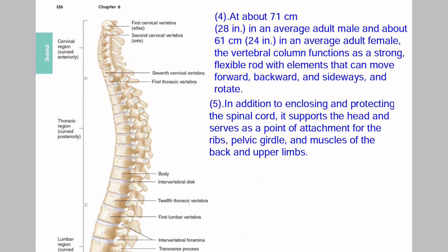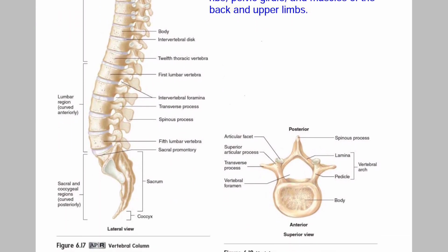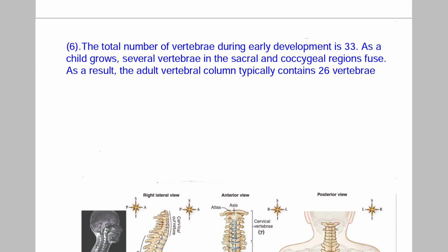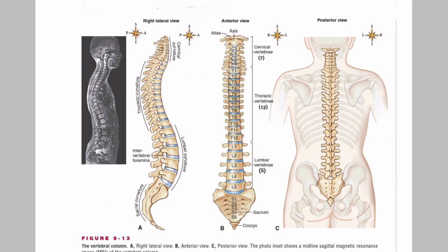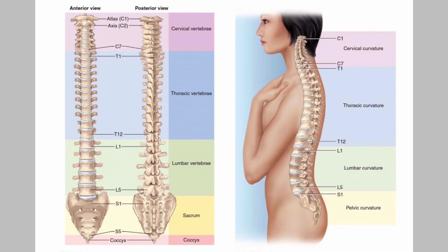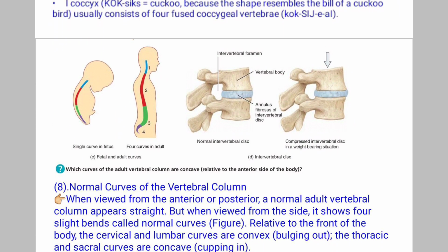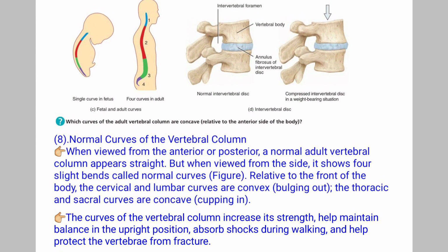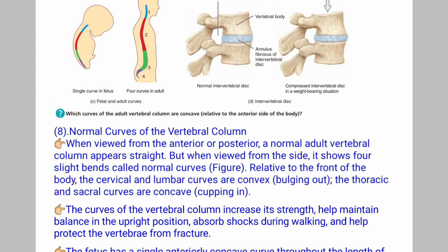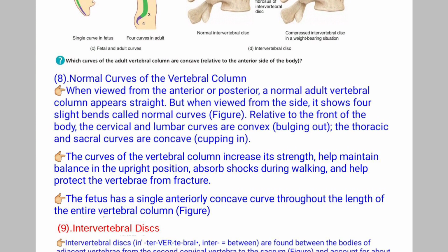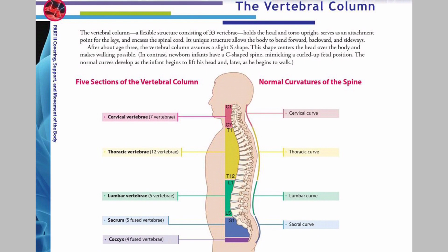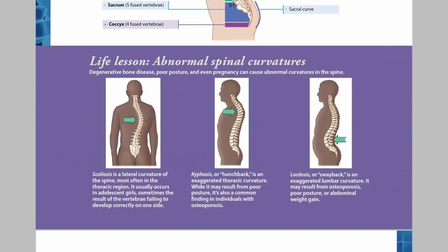Then in this figure, the number of vertebrae. Then this figure, anterior posterior view. Then this figure, then the curves, okay, adult human and the infant, the fetus curve, then the intervertebral disc, then this information.